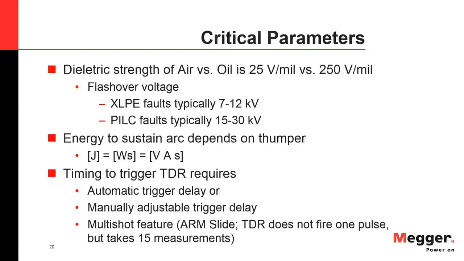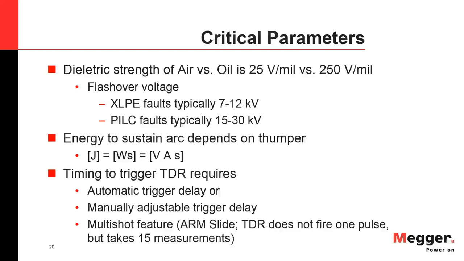Some sophisticated radars have an automatic adjustment for the trigger delay, or you at least can manually adjust it, or you use what's called, and that is a very powerful feature actually, a radar that has a multi-shot feature, which in conjunction with the arc reflection method is called ARM Slide. The TDR does not just fire one pulse, it's firing a pulse train to record 15 pictures. And typically what you see on the screen, if you have an ARM Slide shot, the first three or four pictures, you can see the arc is still developing and it's an unstable picture. And then you have a few very, very good measurements and you can pick the best one. So you're not reliant on the one chance of shooting it and hitting it right there. So you have 15 chances to get it right.